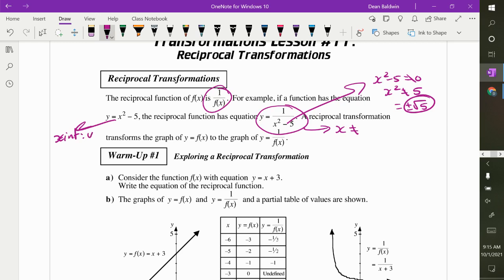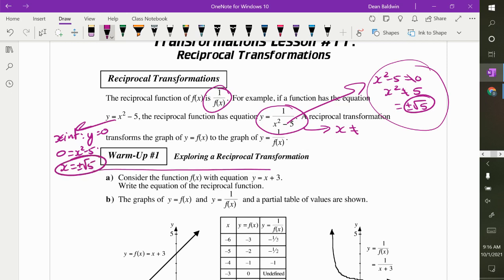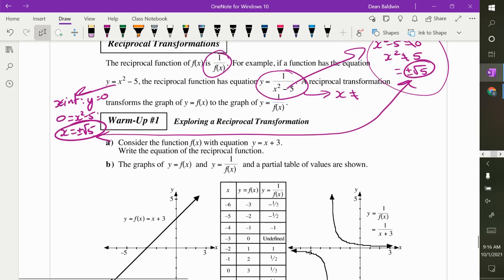X-intercepts are when y is 0. So if I put 0 into there, I end up with x squared minus 5. When you solve that, it's the same as this one over here. So you get x is equal to plus minus root 5. What do you notice about these 2 numbers? They're the same. The x-intercepts became your domain restrictions. Okay?